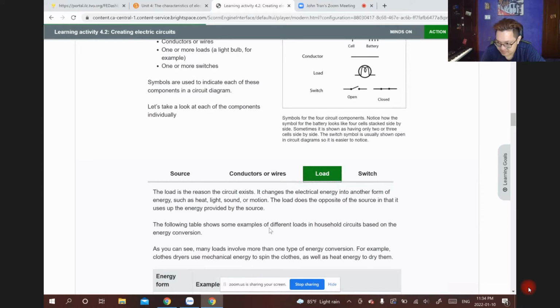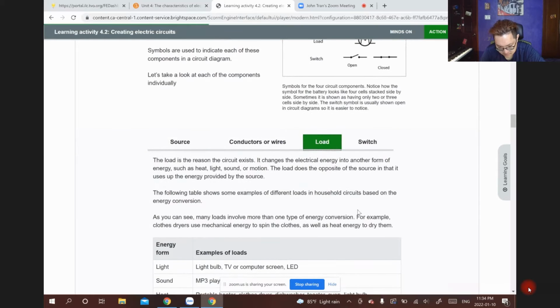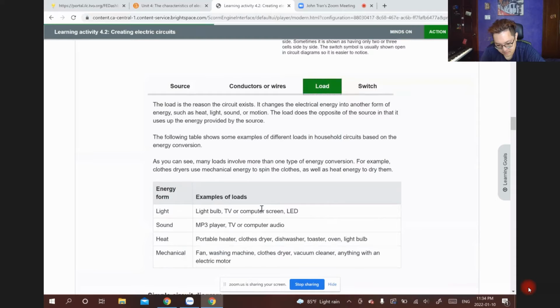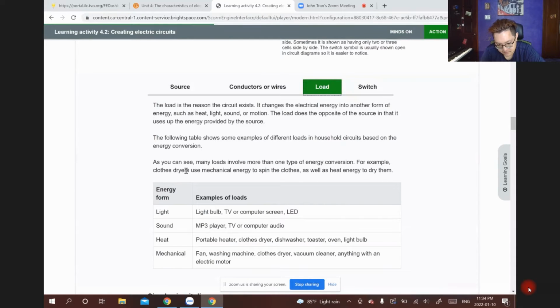The following table shows some examples of different loads in household circuits based on the energy conversion. As you can see, many loads involve more than one type of energy conversion. For example, a clothes dryer uses mechanical energy to spin the clothes, as well as heat energy to dry them.